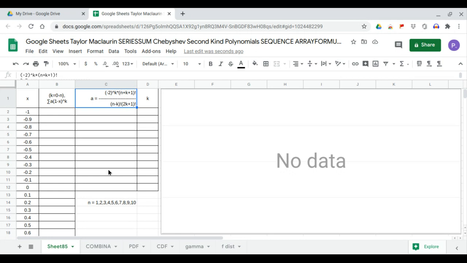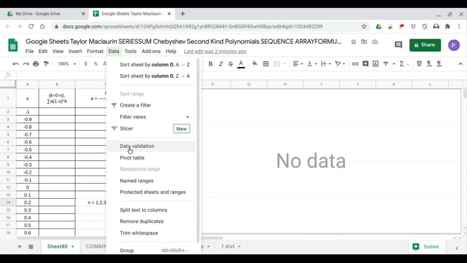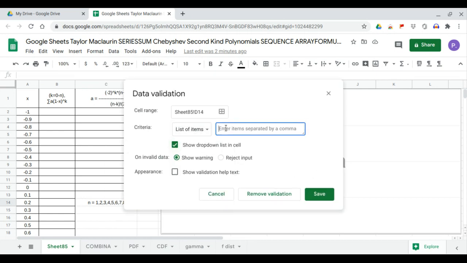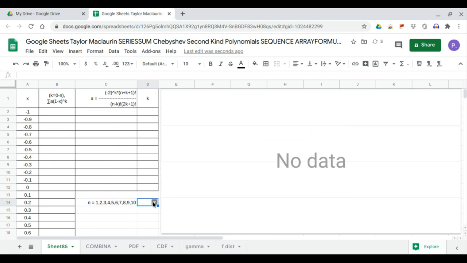So we begin with the values of n and k, where the value of n is greater than 0, which is data validation, a list of items from 1 to 10. That's 1, 2, up to 10. So we have 10 values to choose from for the n.